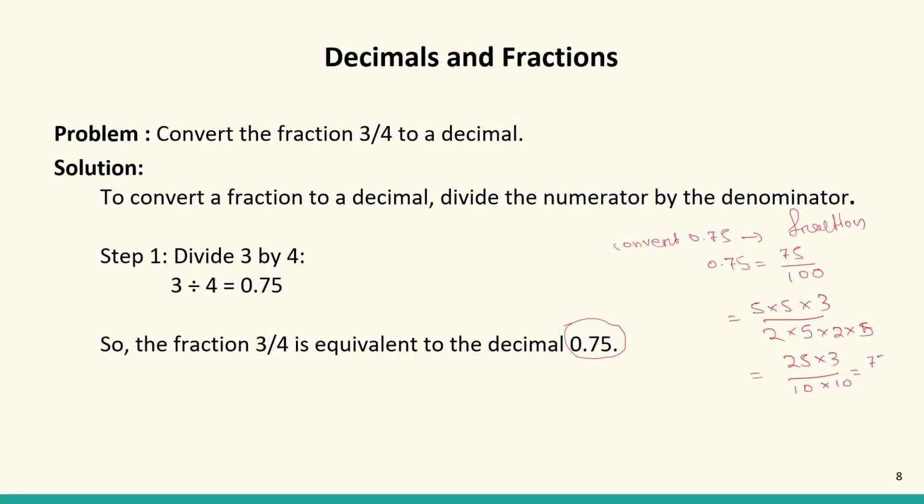That is equal to 75 by 100. So what we have is 75 by 100. We can also cancel here and here and get 3 by 4. So 3 by 4 is the fraction form of 0.75. And this is nothing but 0.75.